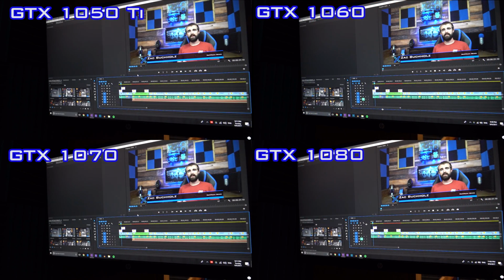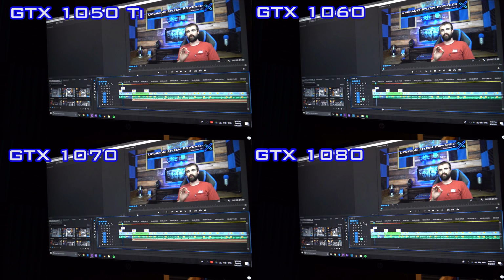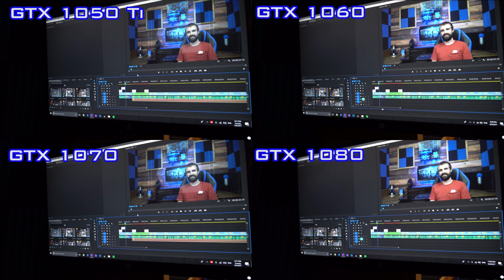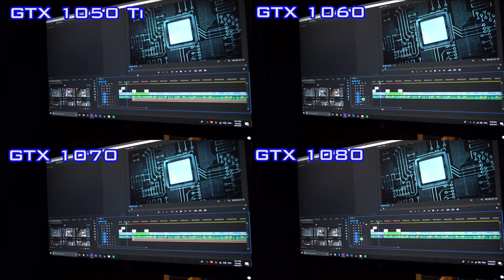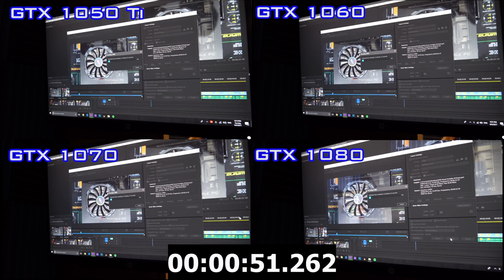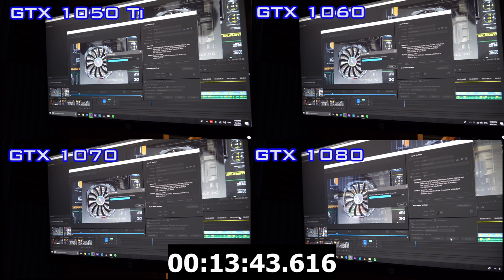Finally, I tested rig number 3 that has the i7-6700K with the same methodology as before. Test 1 again led to stuttering and no discernible difference between the GPUs. In test number 2, the GTX 1070 won with a time of 17 minutes and 51 seconds. The GTX 1050 Ti came in second with 17 minutes and 55 seconds. The GTX 1060 came in third with 17 minutes and 56 seconds, and the GTX 1080 came in last with 17 minutes and 58 seconds.